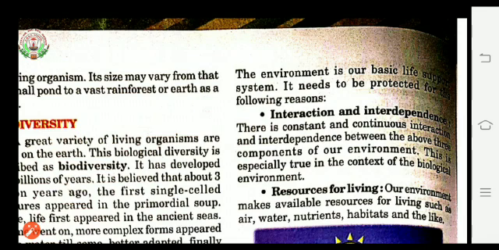This is especially true in the context of the biological environment. As we have studied earlier, the biological environment consists of all living organisms, all types of plants, animals and man himself. Now when we talk about the biological environment, what will happen? Here we have animals, plants and men. All three are dependent on each other. They all three are interacting with each other.